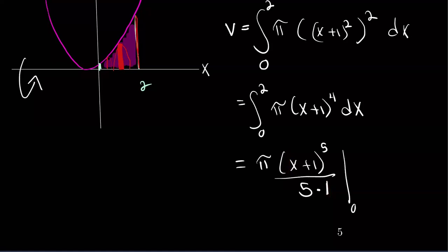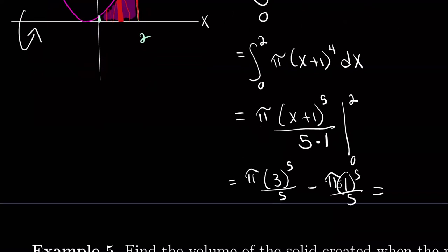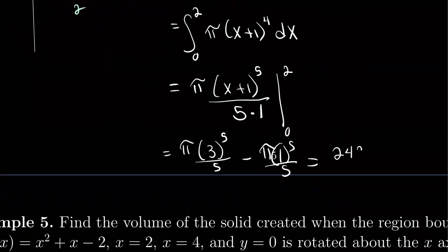And then I evaluate that from 0 to 2. Right now I'm evaluating that guy from 0 to 2. I could plug in x equals 2 and then x equals 0. If I plugged in 2, I would get pi times 3 to the power of 5 over 5 minus pi times, if I plug in 0, it looks like I got 1 to the power of 5 over 5. And I'll use my calculator, and I got 242 pi over 5. And I'll go ahead and circle that answer, or you could write units cubed to remind you that you found a volume. Ta-da!